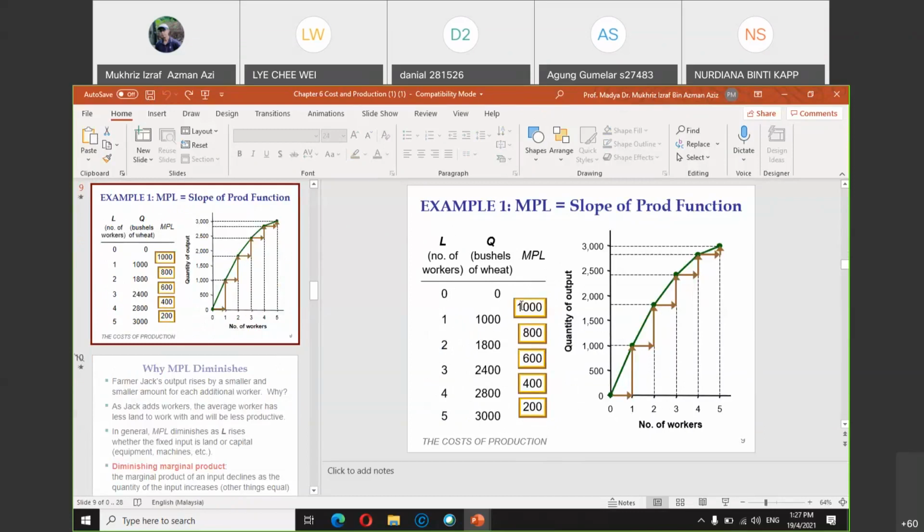And then here is the original number. MPL will be the change in the output given the change in input, which is labor. So this line is the total production. The changes here that you see, the triangle, will represent the MPL. And you can see that, similar to the concept of utility, if you recall from the previous chapter, you learned the concept of diminishing marginal utility.